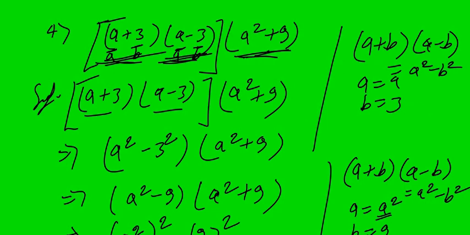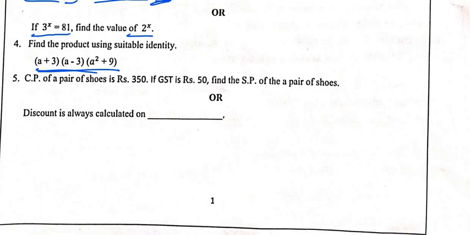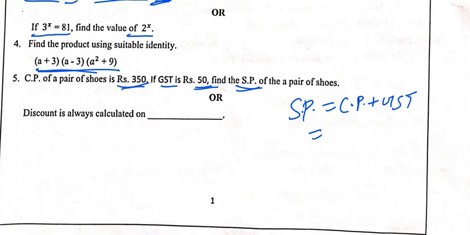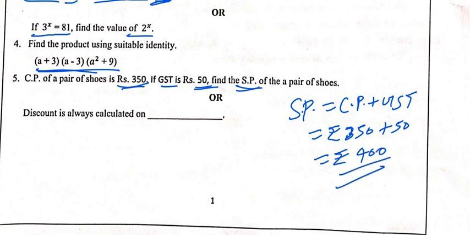Now our next question is question number 5. In question number 5, see, a simple question is given. Cost price is rupees 350 and GST is applied on this. What you have to find out is the selling price. So always you have to write selling price is equal to cost price plus GST. So definitely we will write rupees 350 plus rupees 50 is equal to rupees 400. This is a very simple question. So our answer will be 400.